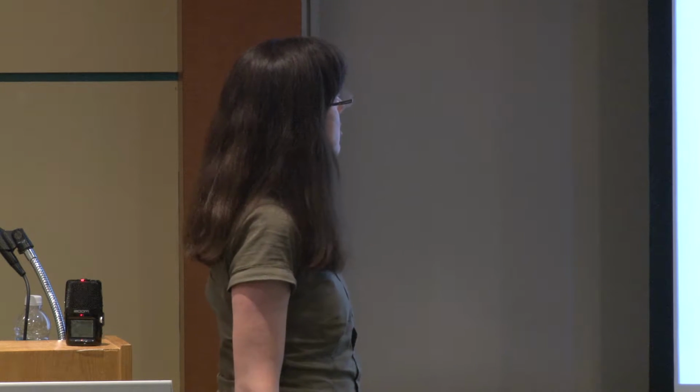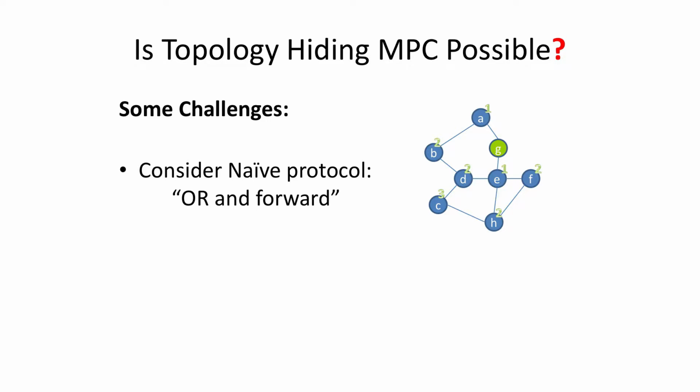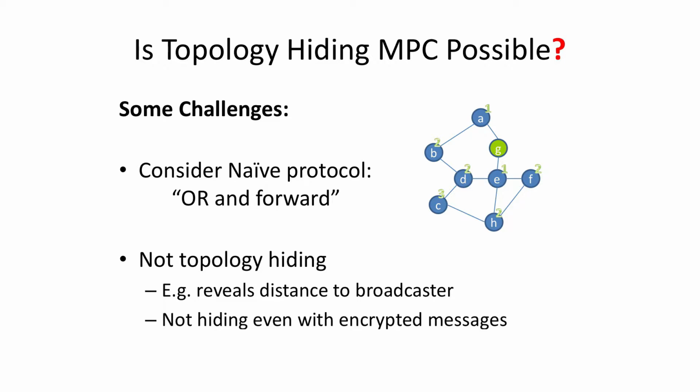And if you get a message from multiple neighbors, then you just OR the message. If you got the 1, it will stay 1. If you got all zeros by now, it will stay 0. But this is completely not topology hiding. For example, you could easily reveal distance from the broadcaster, because if you received your bit on the first clock tick, then you're at distance 1 from the broadcaster. If you received it on the second one, you're at distance 2, or the third one, you're at distance 3.